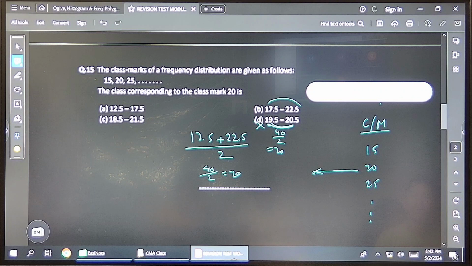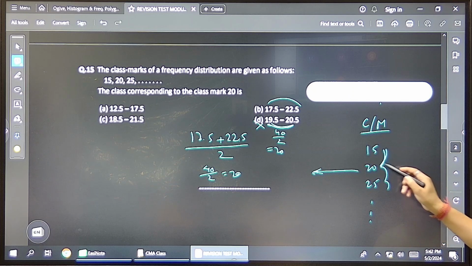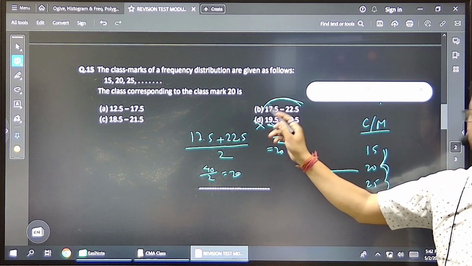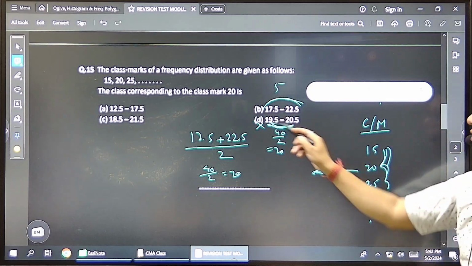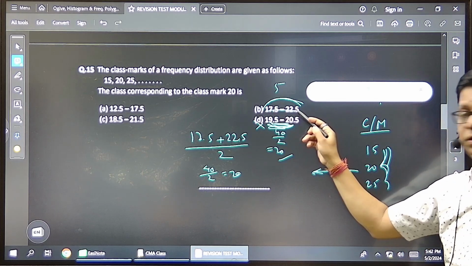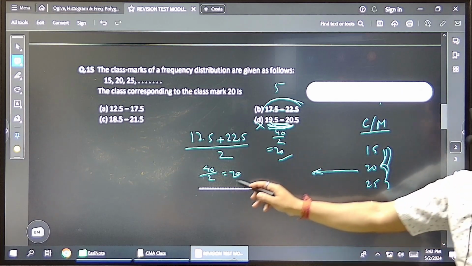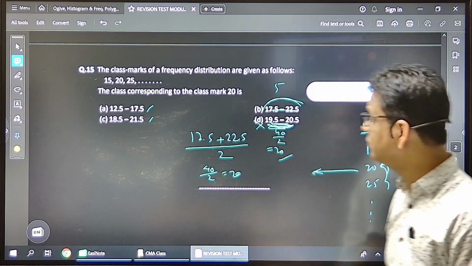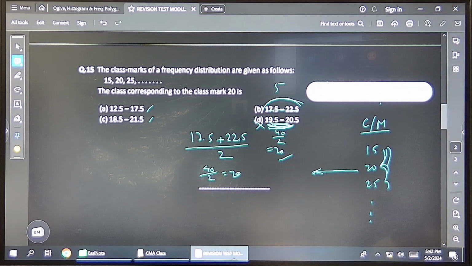What I said just now: the class marks increase by how much? 15, 20. Do you remember? The class marks increase by the class size. What is the class size here? The same, 5. Why not this? Although 20 came, the gap is only 1. Gap should be the same and the answer should come 20. That's why this is the option, and in these two, the 20 doesn't come. Is it okay? All right.